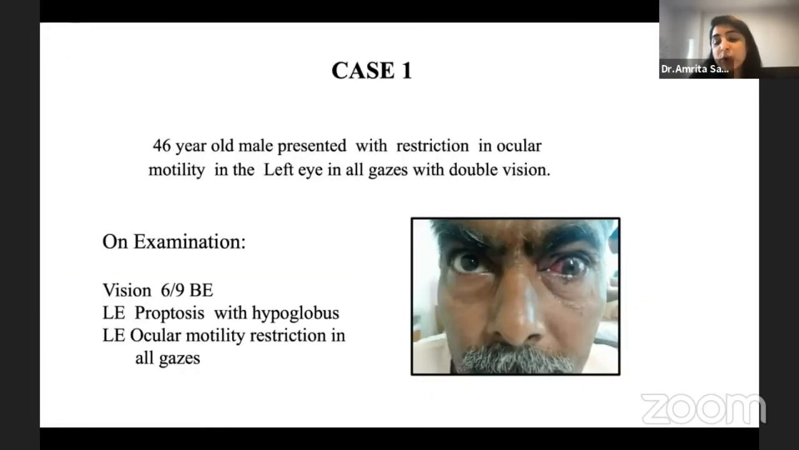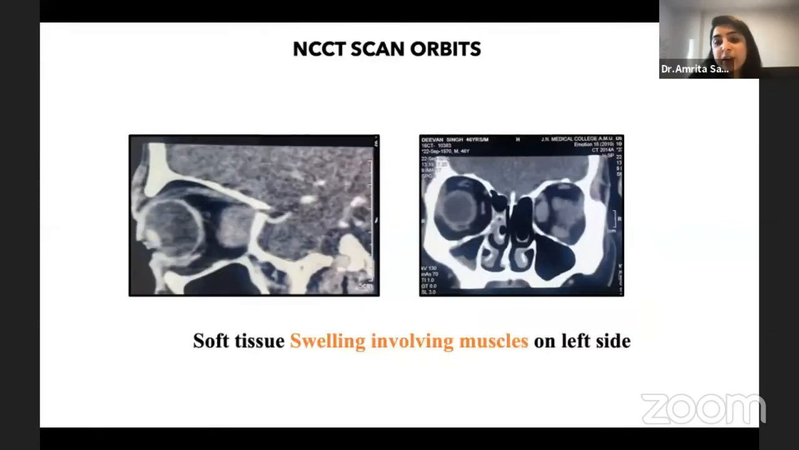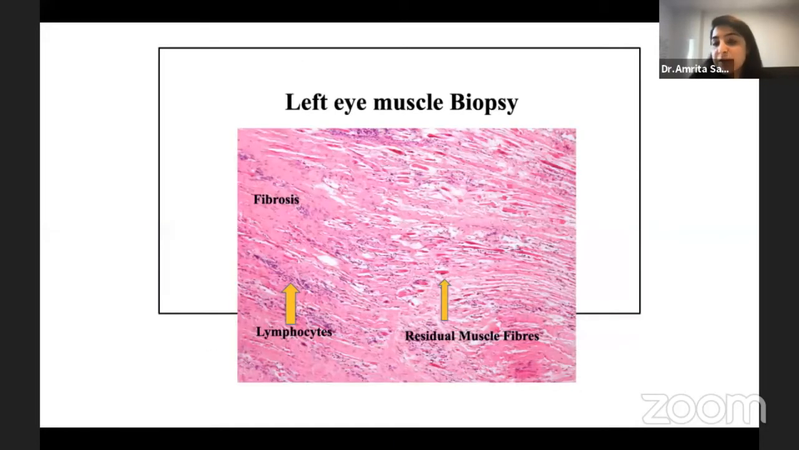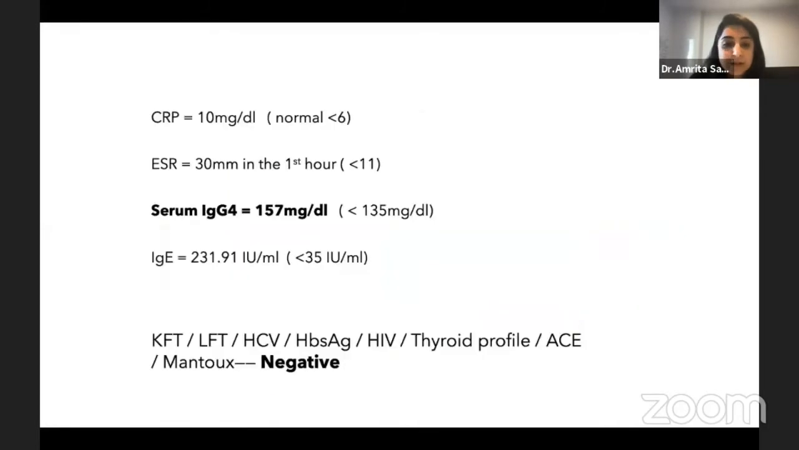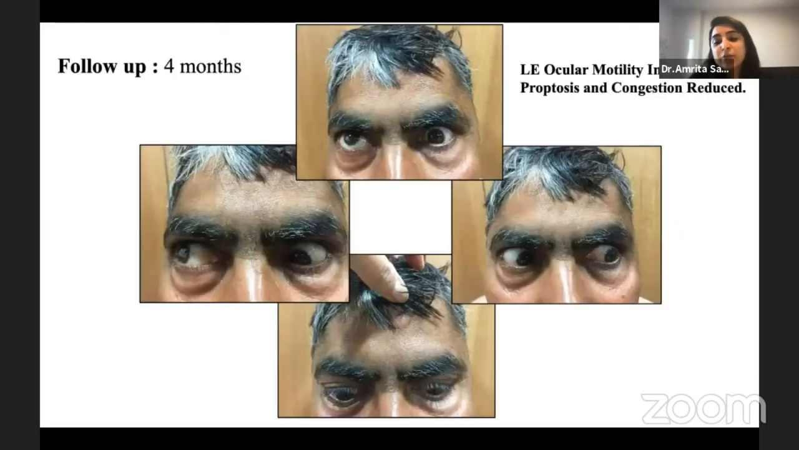A 46-year-old male came to us with left ocular motility disorder. He had proptosis, hypoglobus, and severe restriction in the left eye with congestion over the medial rectus muscle. CT scan showed enlargement of the muscles, and biopsy showed fibrosis, lymphocytes, and positive IgG4 cells. Serum IgG4 levels were raised, he was diagnosed as definite IgG4 disease, and treatment was started. After 4 months, he had good motility, reduced proptosis, and reduced congestion.